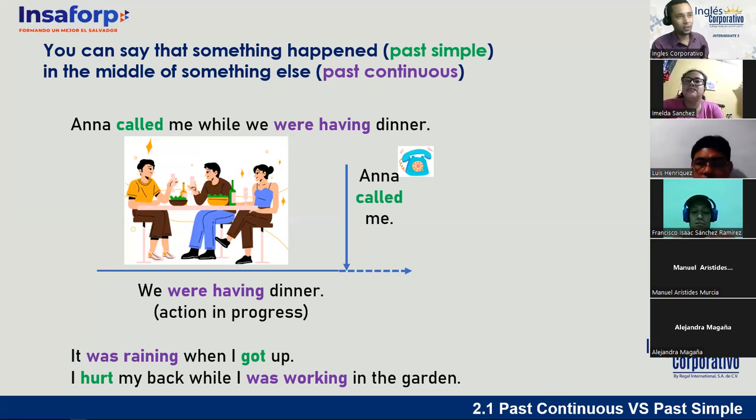And then suddenly, oh, I hurt my back. So there was an action in progress, and then another action that interrupted. So that's the idea. Before we continue, do you understand? Do you have any questions? No questions. Okay. Well, we'll continue then.